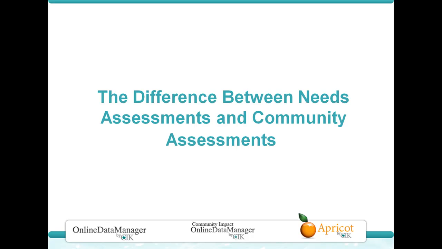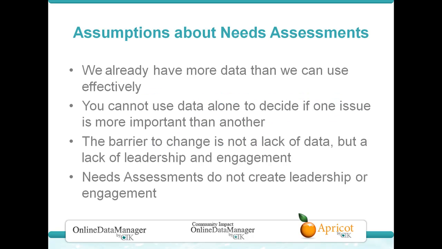So the difference between needs assessments and community assessments, let's drill down and talk about that a little bit. The first thing, based on my experience, some assumptions about needs assessments. First of all, we already have more data than we can use effectively. We already know what the issues are, we know what the concerns are, and we have, again, from census and other school district data, a whole host of data, more than we can actually use. And I think we would all agree that you cannot use data alone to decide if one issue is more important than another. For families dealing with unemployment, they have a variety of issues occurring, and we can't say that one of those issues is more important than another if we're going to achieve results.